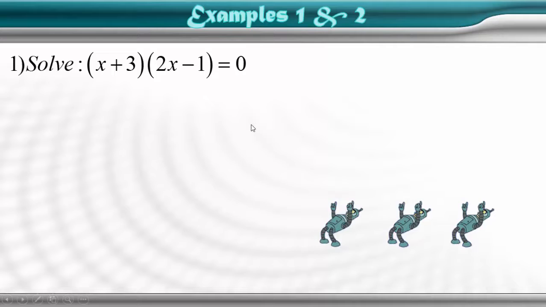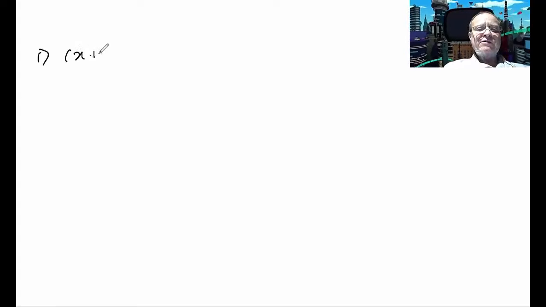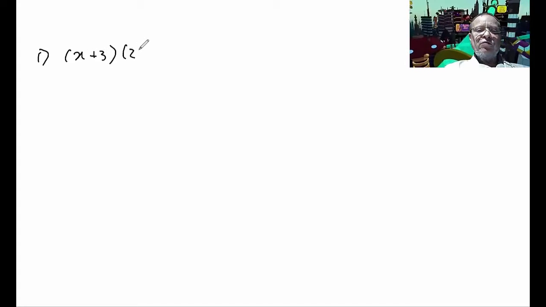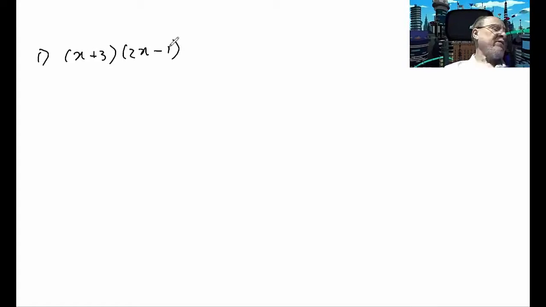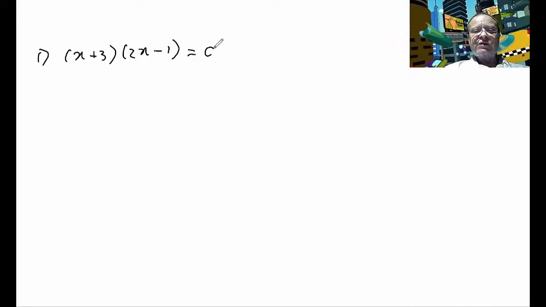In example number 1, we're asked to solve x plus 3 times 2x minus 1 is equal to 0. So let us go over to the whiteboard and see how this is done. In our first example here, we're going to solve x plus 3, 2x minus 1 is equal to 0.